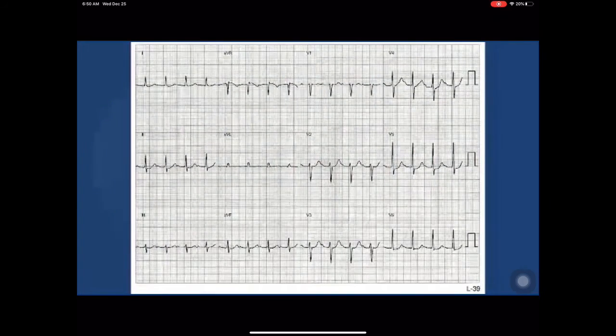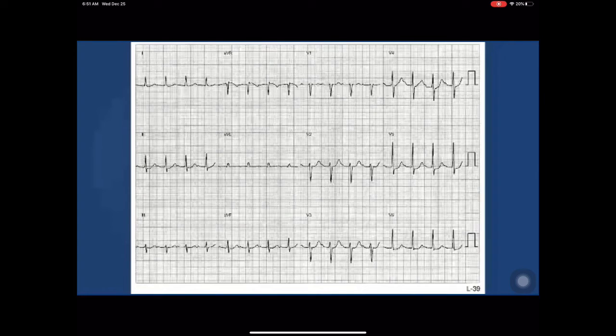Let's go on to the next tracing. This tracing is being shown to you because it's a classic ECG pattern. And I just want to make sure you know what it is. You will see it somewhere in not just your training, in patients who are sent to you. And I just want you to know it.